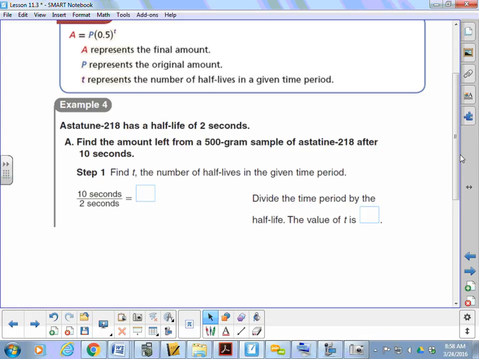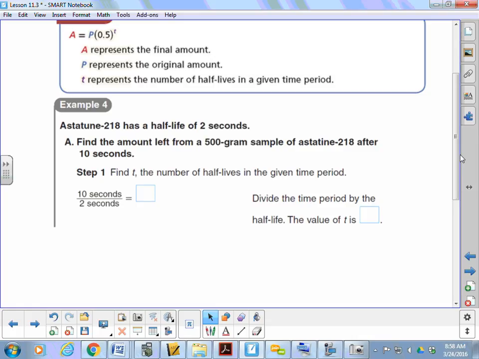and here they changed the wording, it's now astatine, after 10 seconds. Well, the first question they're asking you is this: how many times are they going to divide it in half? If the half-life is 2 seconds, and I'm going 10 seconds, how many times is it going to cut in half? How many 2 seconds are there in a 10-second period of time? 5 of them, okay? So it's going to happen 5 times.